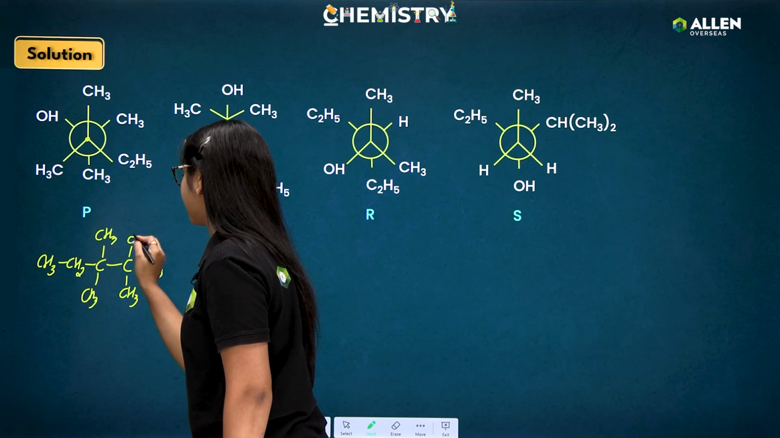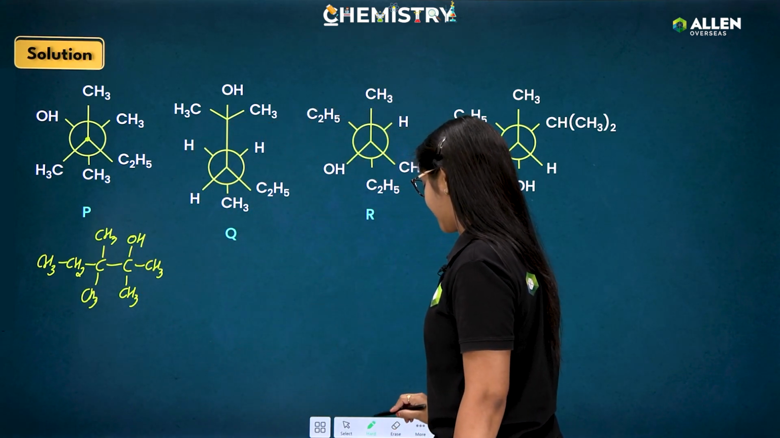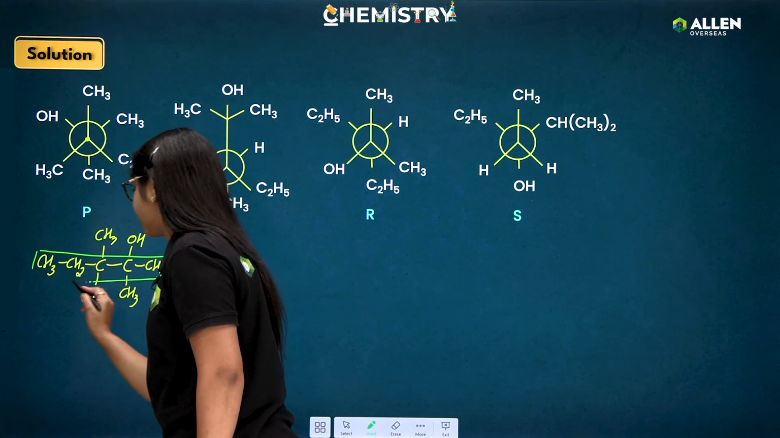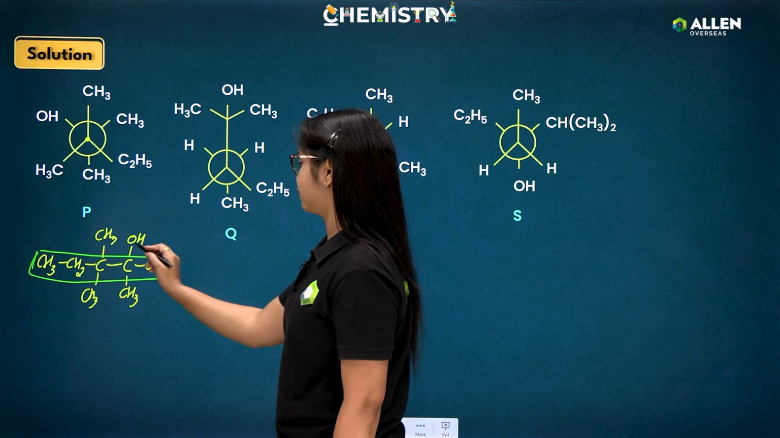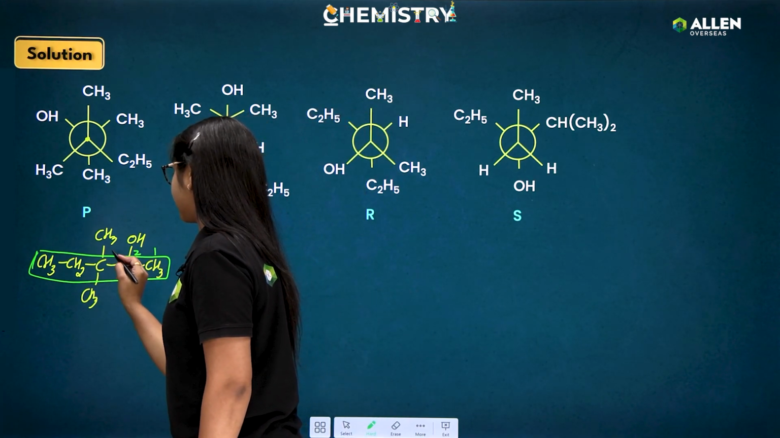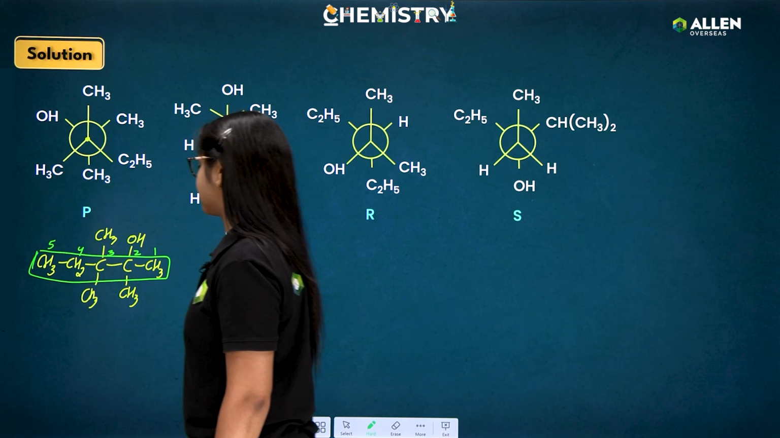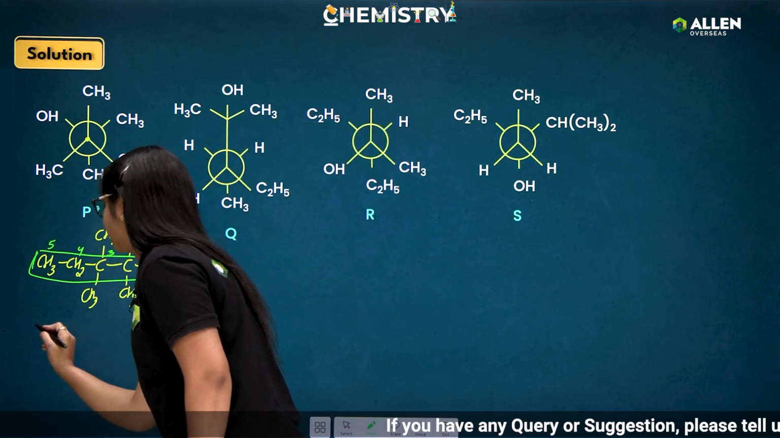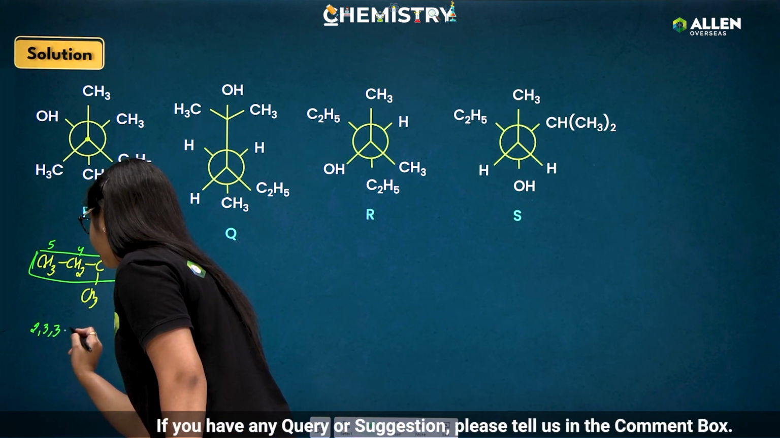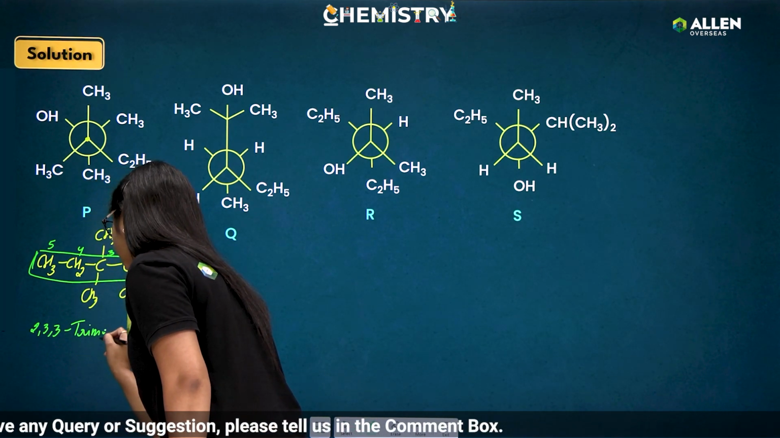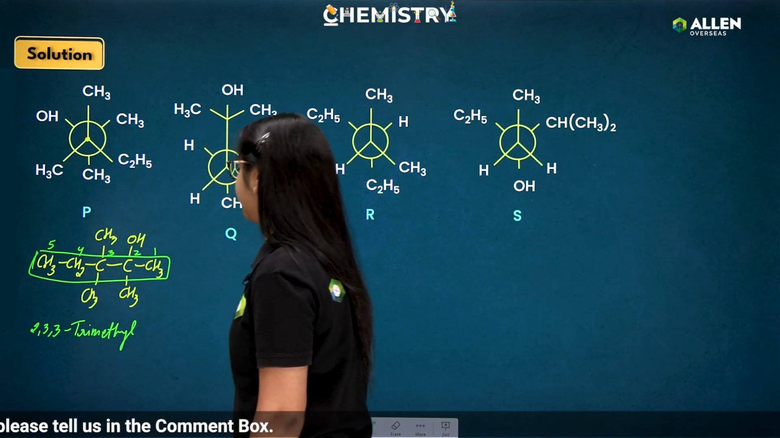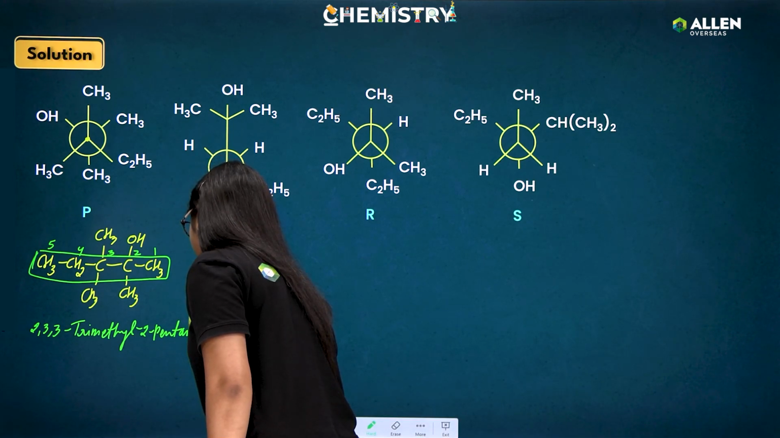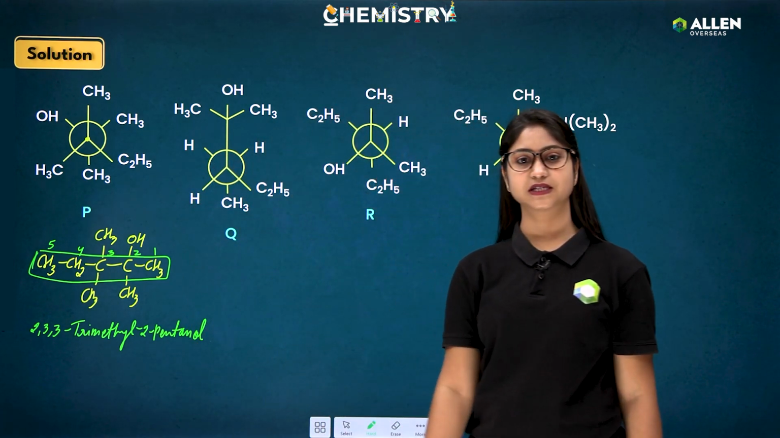1 OH and 2 methyls. So if we'll just try to name this compound, what will be the name? This will be the principal carbon chain, okay. And here you have OH, so numbering will start from this carbon 1, 2, 3, 4, 5, okay. So what will be the name of this compound? It is 2,3,3 trimethyl 2-pentanol, okay. This is the name of this first compound, fine.